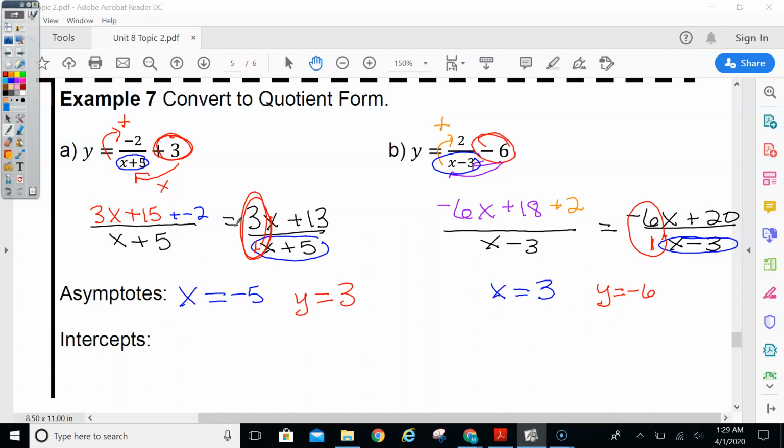The intercepts, though, you need quotient form. So for this one, you set the numerator equal to 0 and solve. So here I would get negative 13 divided by 3. Negative 13 divided by 3 doesn't reduce, so I just leave it, comma 0. Here, set this equal to 0. I'm going to get negative 20 over negative 6. This one does reduce. So dividing it by 2 makes it 10 over 3, comma 0.